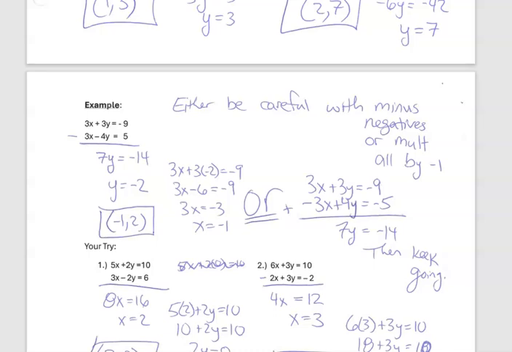And the reason that this works is if you ever had 5 minus 2, 5 minus 2 is the same thing as 5 plus negative 2, adding the negative.